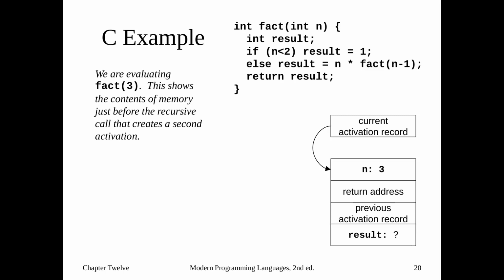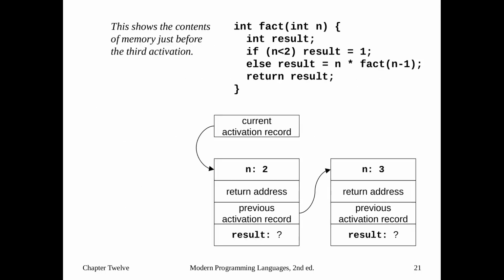We have our return address. And then our previous activation record is null. And result is unknown. So we walk through, and we hit the else, because n is greater than or equal to 2. And that calls factorial again. And then we shift and create a new activation record. Then our pointer to our current activation record shifts to that one. Our previous activation record links back to the previous one. Now n is equal to 2.